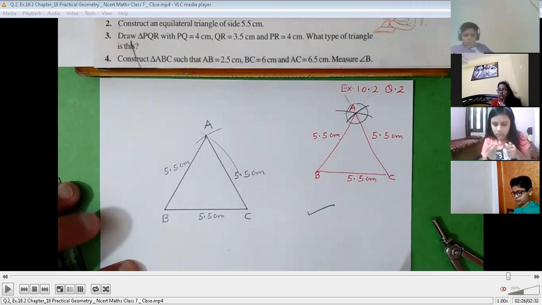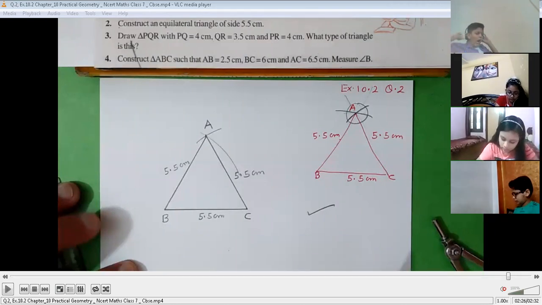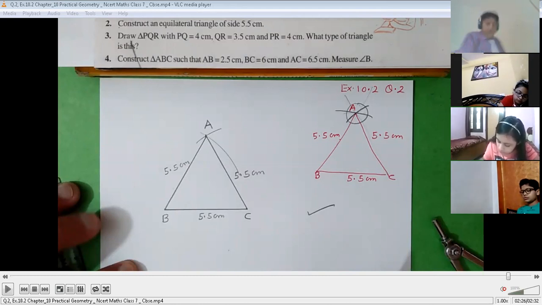Step 4: join BA and CA. Therefore, triangle ABC is an equilateral triangle.